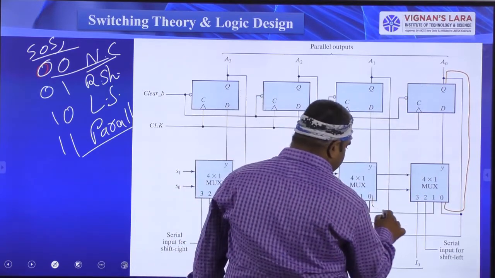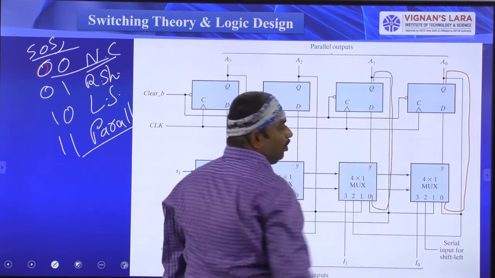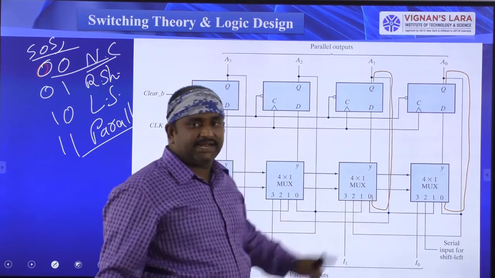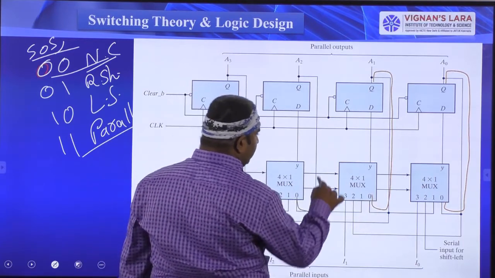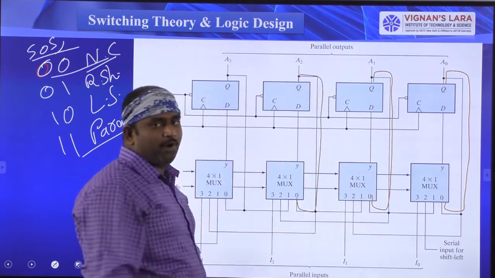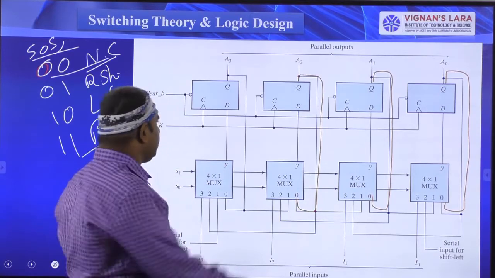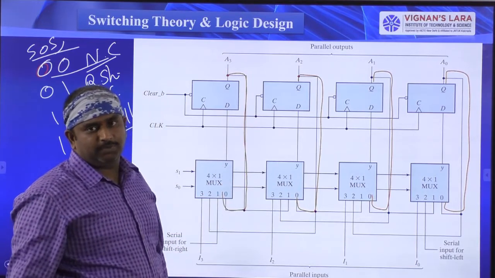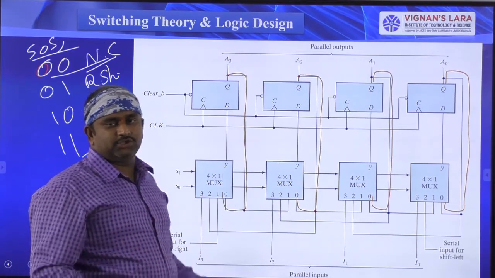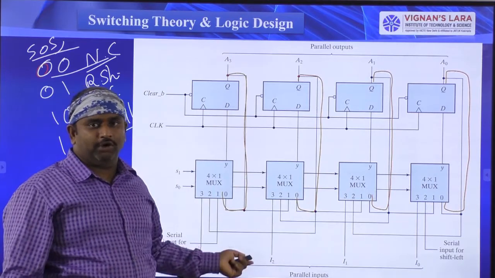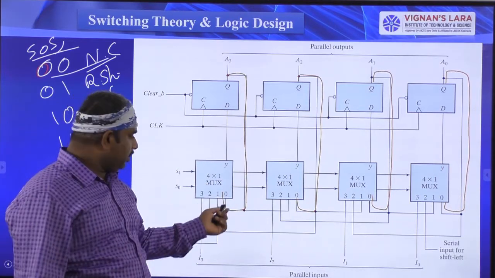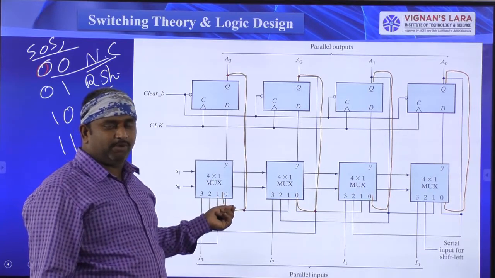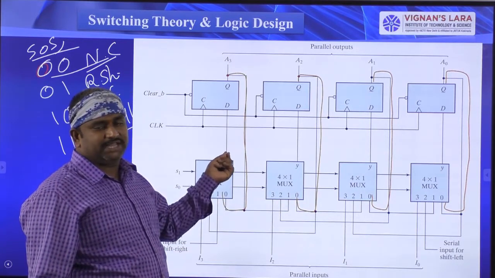In the same way, the second flip-flop output is connected to the second mux input, the third flip-flop output is connected to the third mux input, and the fourth flip-flop output is connected to the fourth mux input. So there is no change. The previous output is followed here. Why? Because when you select 0, 0, the 0 terminal is shorted to the output. That is, whatever information is available at 0 will be sent to Y.